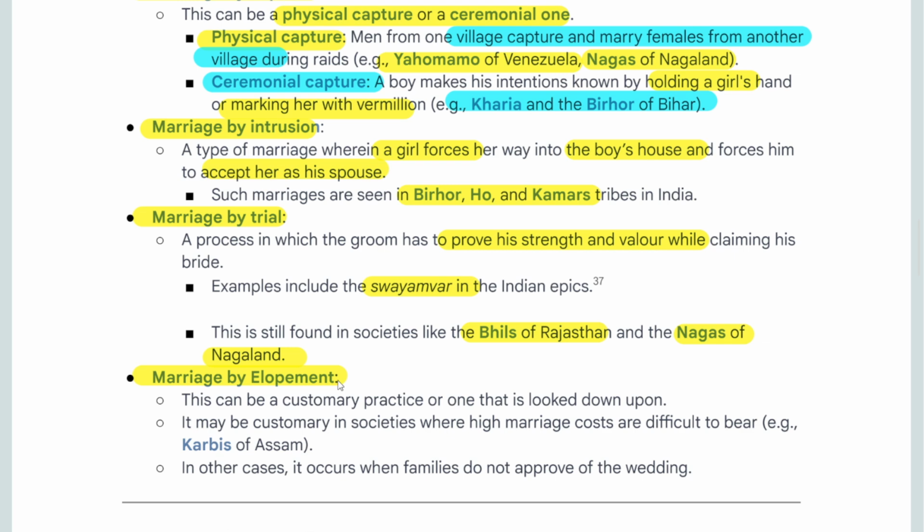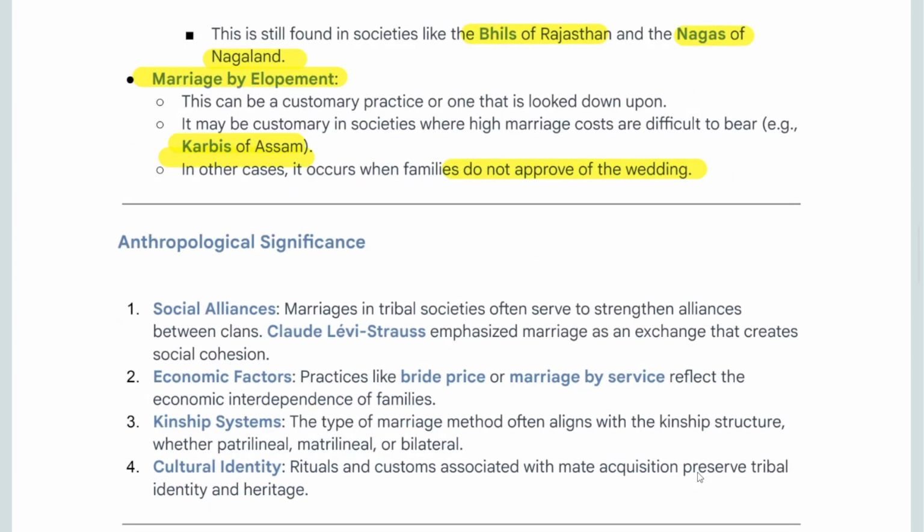Sometimes it's customary, maybe to avoid expensive wedding rituals, like with the Karbis of Assam. Or it happens when families disapprove, or maybe one partner just doesn't want the arranged match, so they run off together. Seen everywhere, really. These methods just blow you away with the range of human creativity in forming partnerships. I have to ask you, listener, which of these ways of finding a partner strikes you as the most surprising, and why? It just shows the incredible cultural diversity, doesn't it?